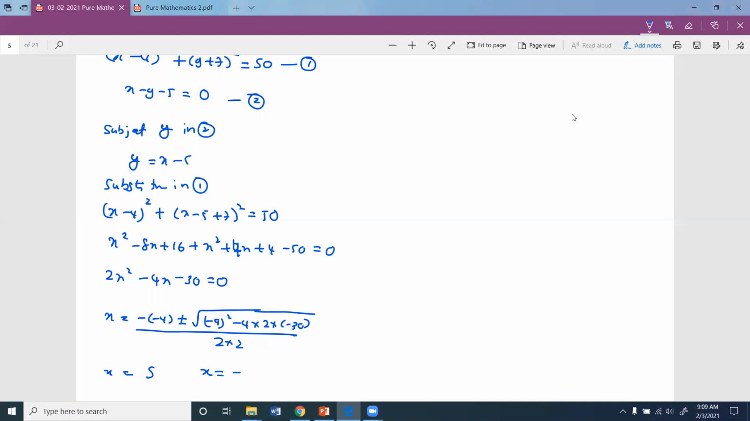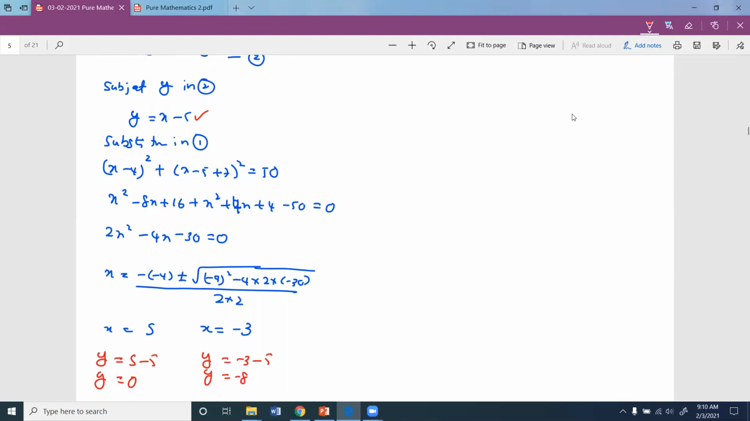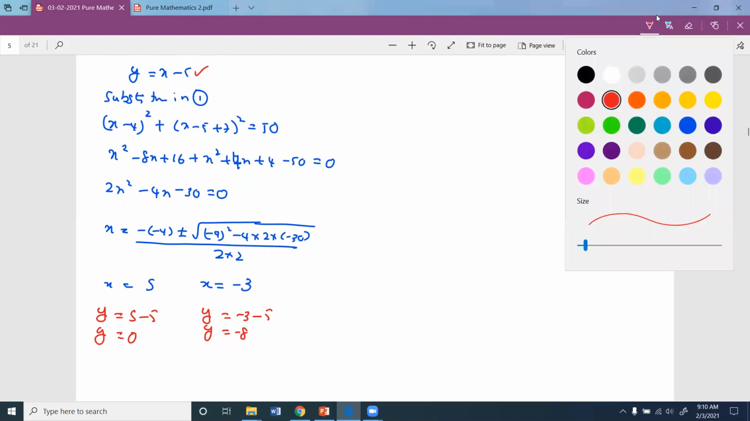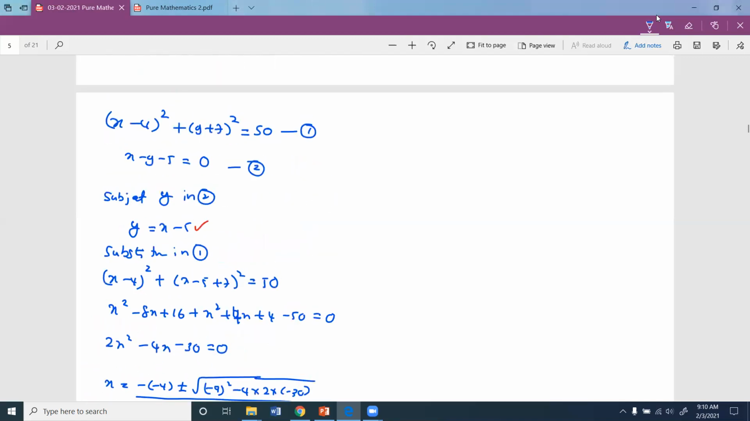Then we can find the value for y. I can use this part of it because y is already the subject here. So y = 5 - 5, therefore y = 0. The other one is y = -3 - 5, so y = -8. Then you can get the two coordinates: one coordinate is (5, 0), the other coordinate is (-3, -8). You can call them A and B. There is no priority for these.